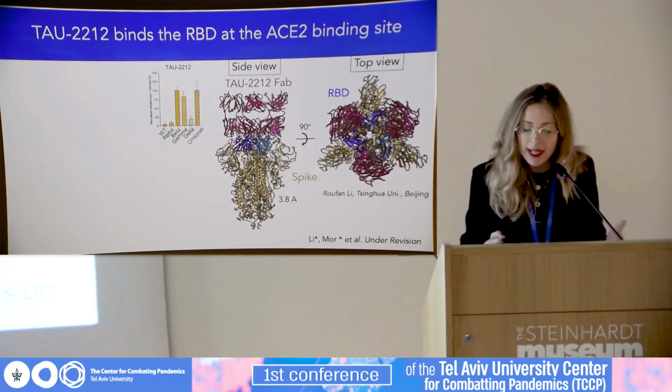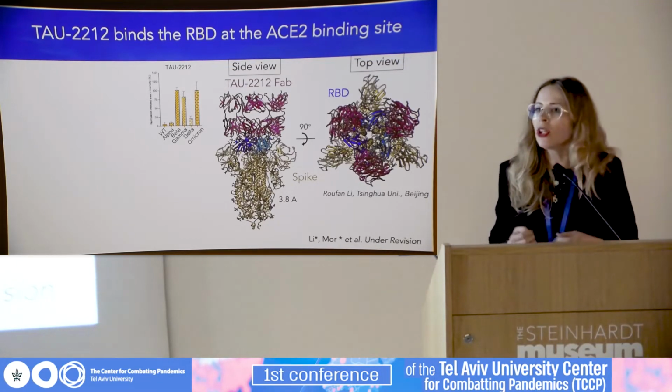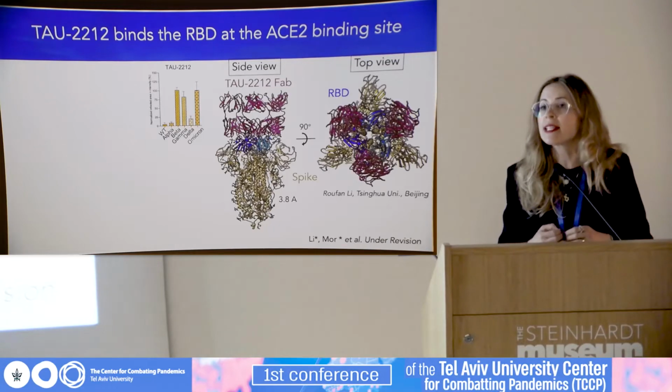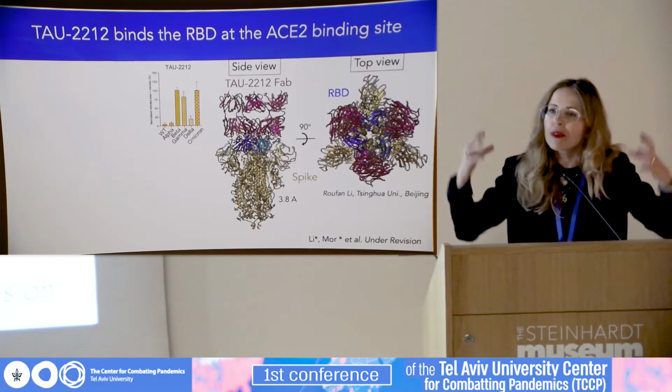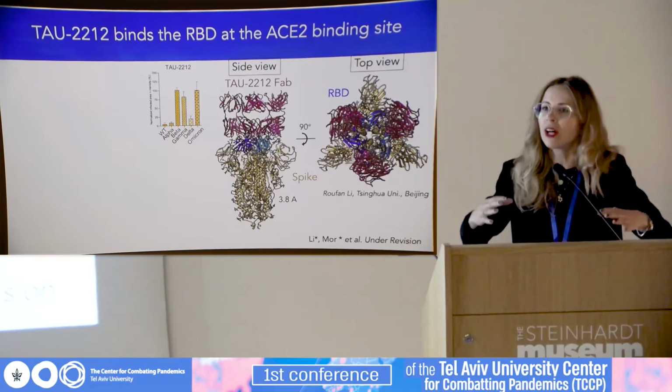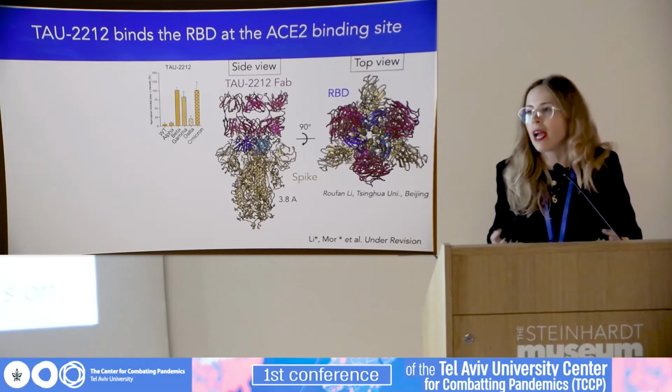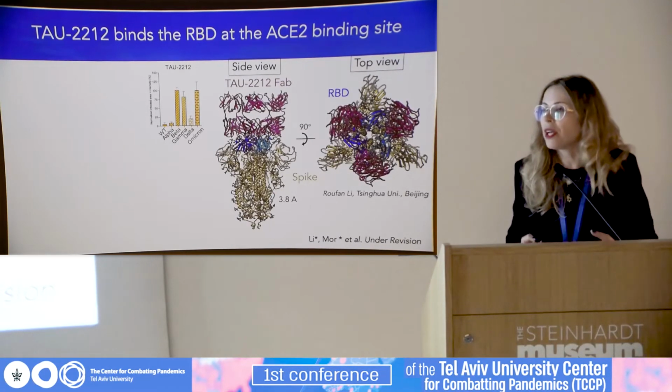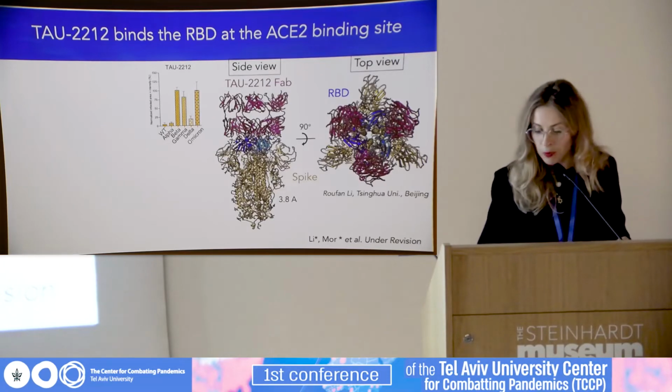Now, this antibody, as opposed to the previous one, does not bind to exactly the same surface as ACE2. However, the fact that 3 Fabs are able to bind the RBD from the top blocks the accessibility of ACE2 to the RBD, and therefore they block receptor binding.